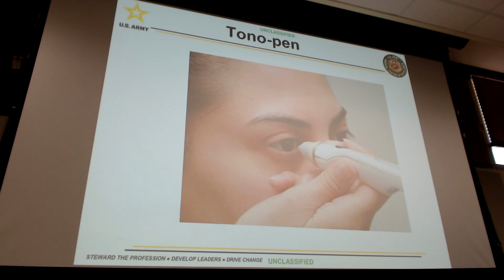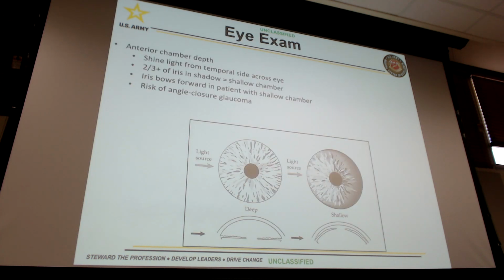Tono-Pen in action. Remember to anesthetize your patient. Otherwise, they're not going to like it.